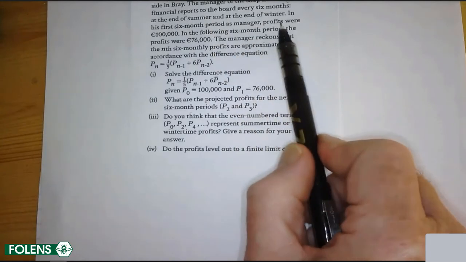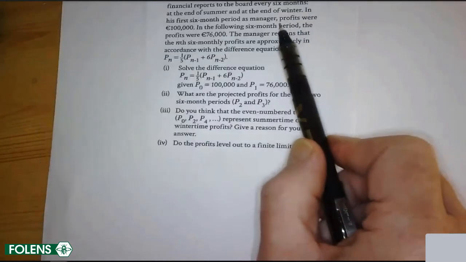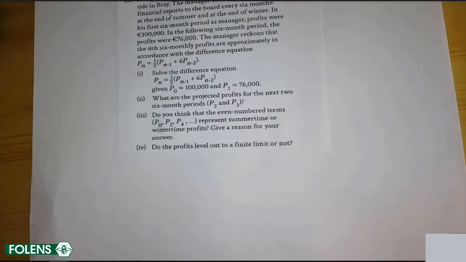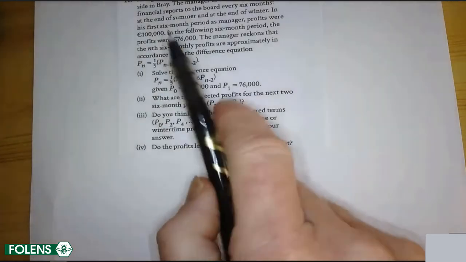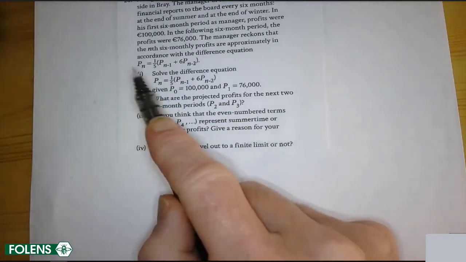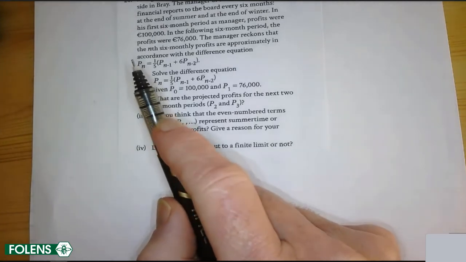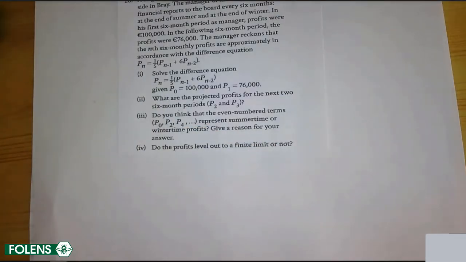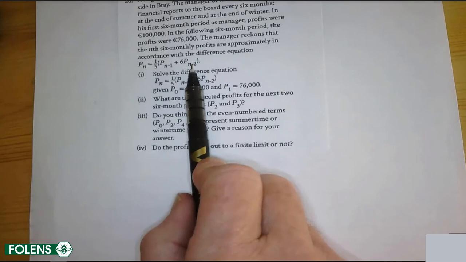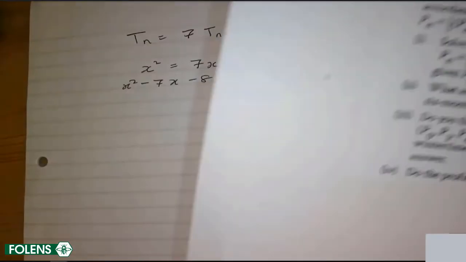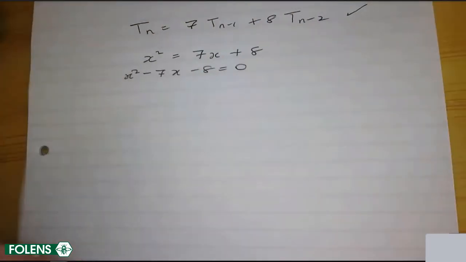So in his first 6 month period, the profits were 100,000. In the following 6 month period, the profits were 76,000. And the manager reckons that the nth 6 monthly profits are approximately in accordance with this difference equation. Now we're taking n to be every 6 months. So P naught will be the first 6 months, P1 will be the second 6 months, P2 will be the third 6 months. So that's a difference equation where the nth term is given in terms of the two previous terms. So the first task is to solve this difference equation, and then we're going to interpret it as to what it means for our sales prospects.